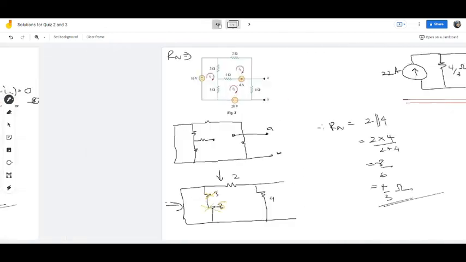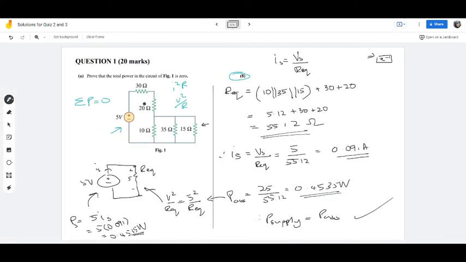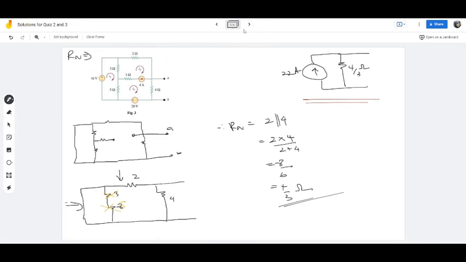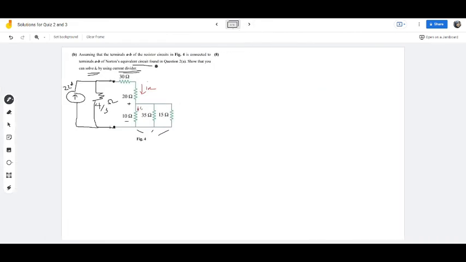So if you notice in question 1A, it's pretty much the same. I just removed the 5 volt. You might have noticed it, you might not, but it's actually the same. I just removed the 5 volt, making it a resistor network circuit. If you remember your solution from the first part, you will know that 10 ohm in parallel with 35 ohm, in parallel with 15 ohm, you will get, I think it's 5.12 ohm.